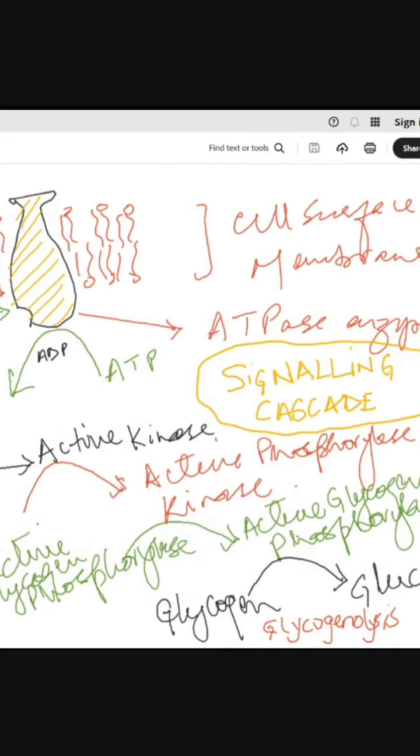So this adenyl cyclase enzyme, or ATPase enzyme, breaks down ATP into ADP and finally into cyclic AMP. Cyclic AMP is the second messenger molecule. It is basically representing the glucagon, which is the first messenger molecule. As a first messenger molecule, glucagon cannot enter the cell because it is hydrophilic.